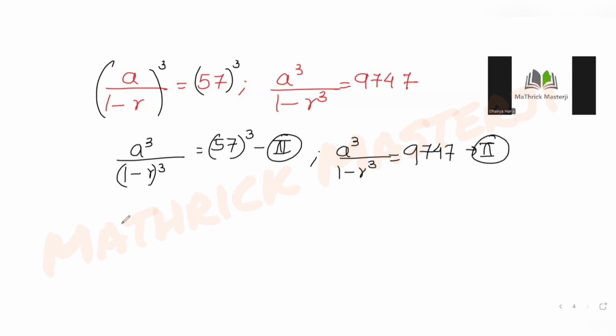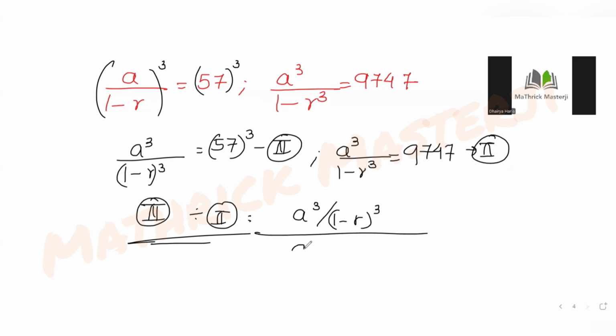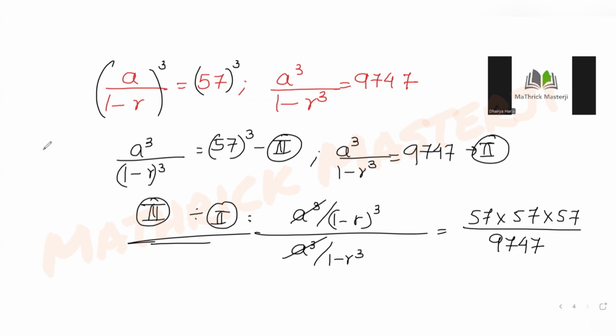Let's divide equation 3 by equation 2. What I get is a cube over 1 minus r the whole cube, divided by a cube over 1 minus r cube. So a cube and a cube get cancelled. I get 57 cubed, so 57 multiplied 3 times, divided by 9747. Now let's try to reduce this. So 3 times 19.